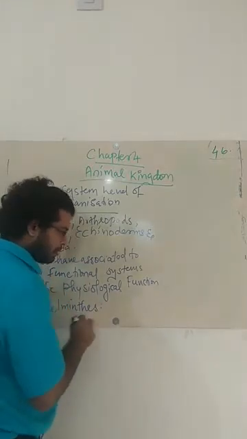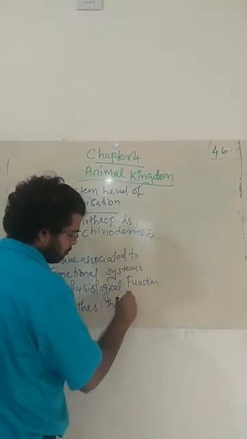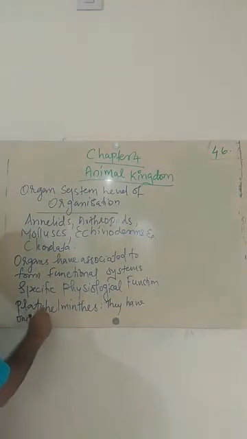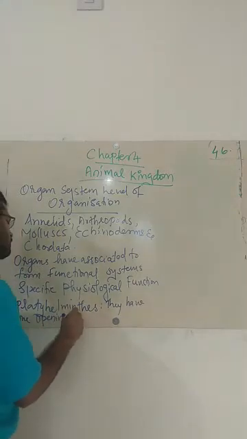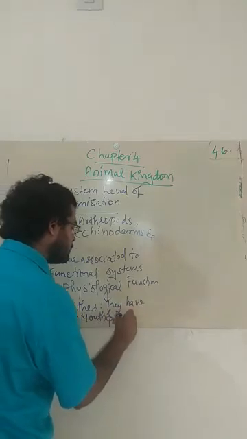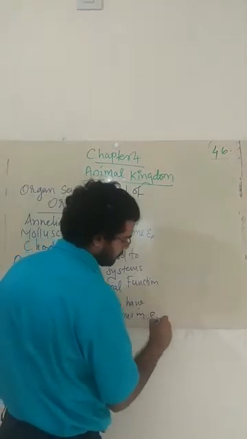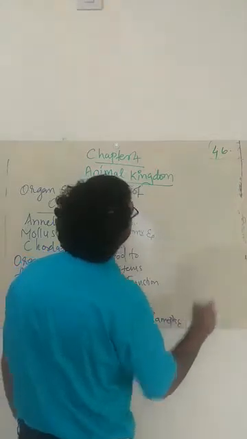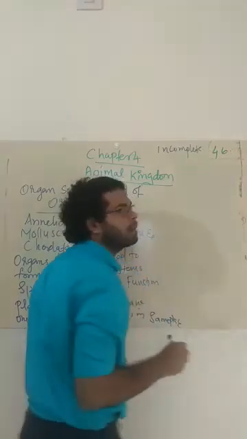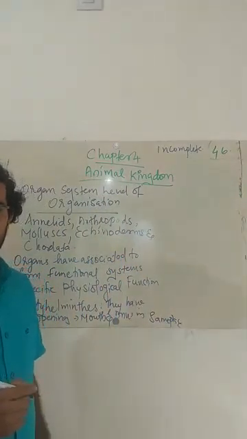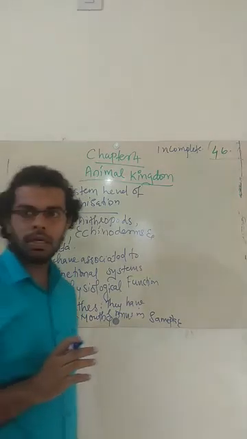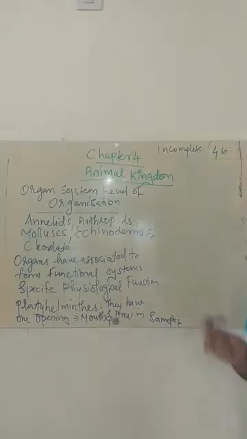In case of Platyhelminthes, they have one opening, which means the mouth and anus are in the same place, so it is known as incomplete. And a complete digestive system has two openings.